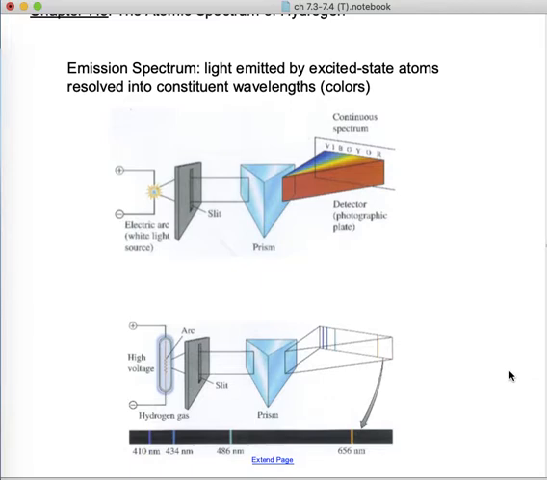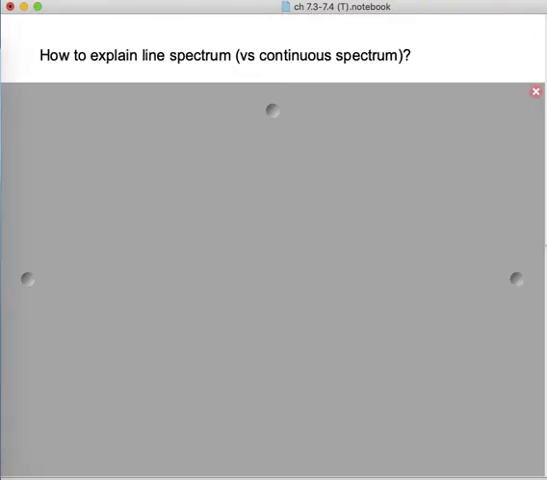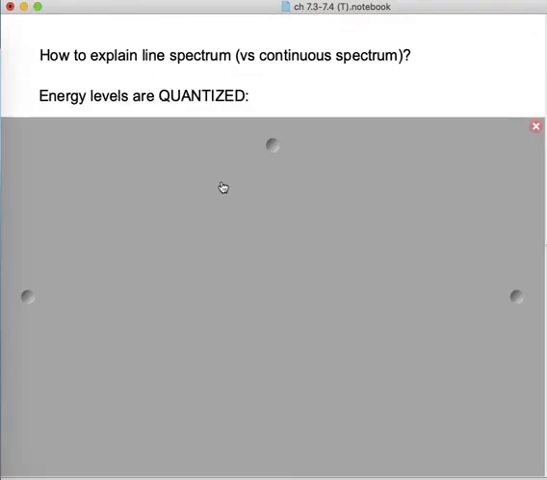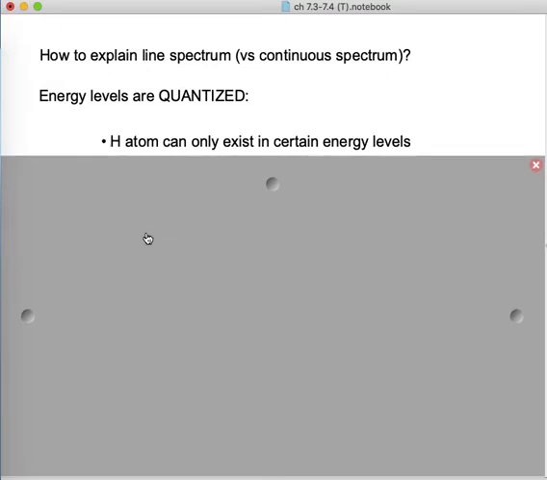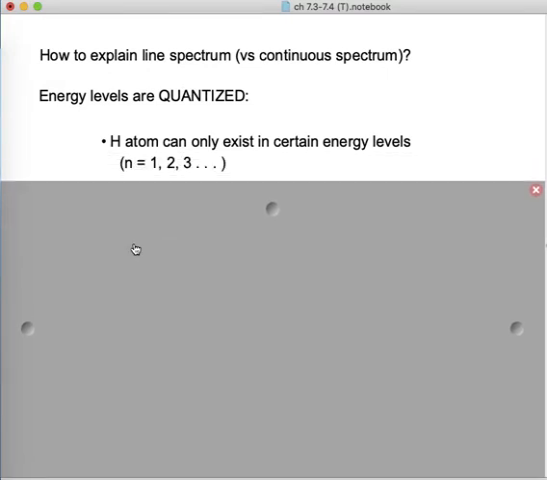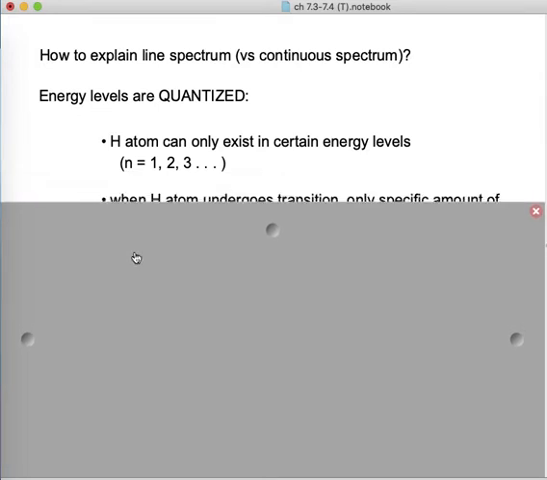Now, what does that tell us about the hydrogen atom and all other atoms for that matter? It tells us that the energy levels are quantized, which means that the hydrogen atom can only exist in certain energy levels, which we characterize by the quantum number n. 1 corresponds to the ground state or lowest energy state, 2 corresponds to the first excited state, and so forth.